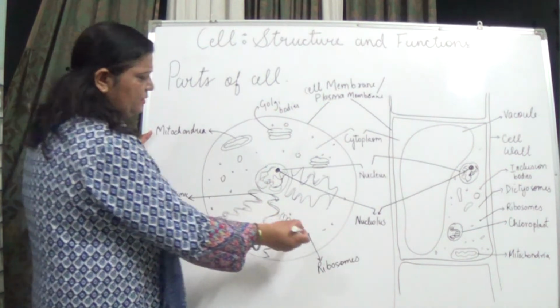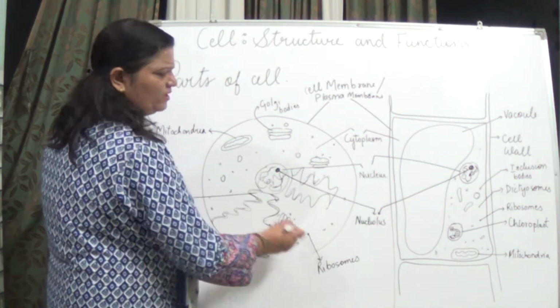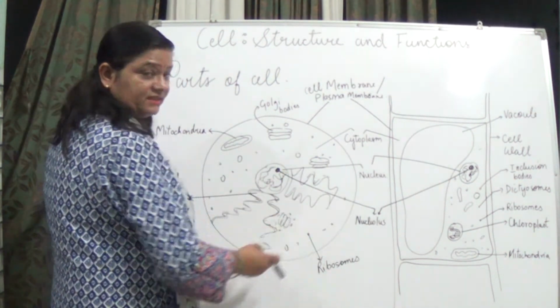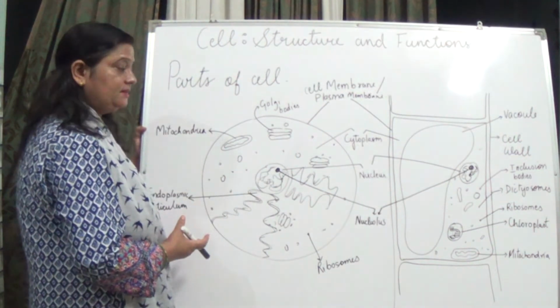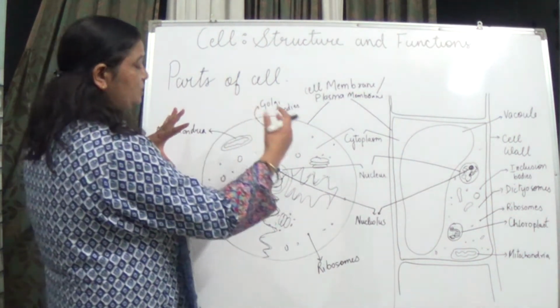Okay, the small dot-like structures you are seeing, these are what? Ribosomes. Basically, what is their function? It helps in protein synthesis. Okay, so now coming to the nucleus.